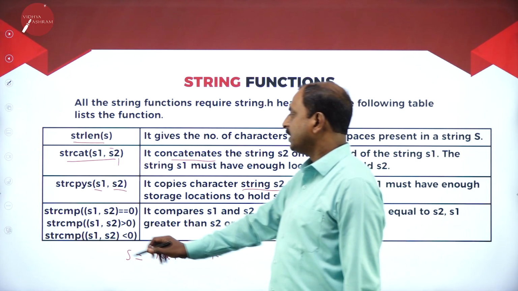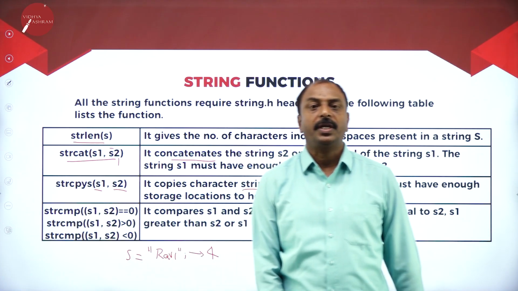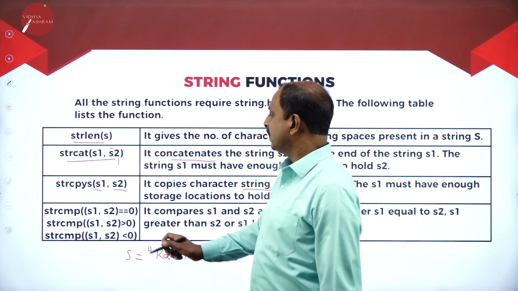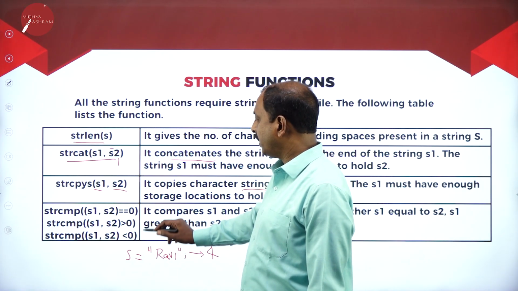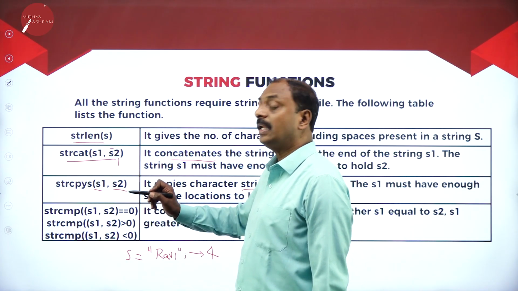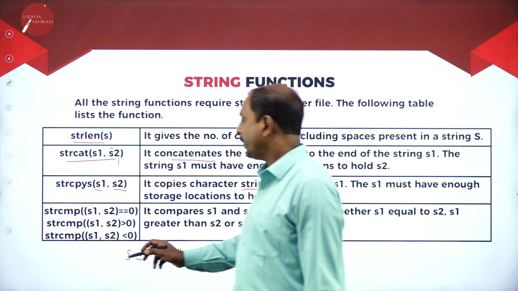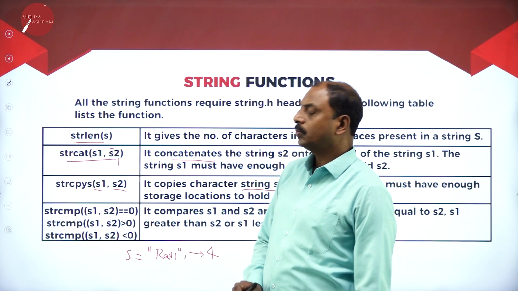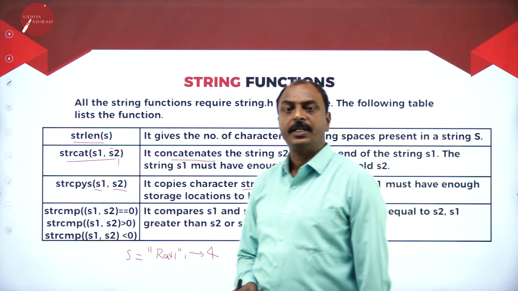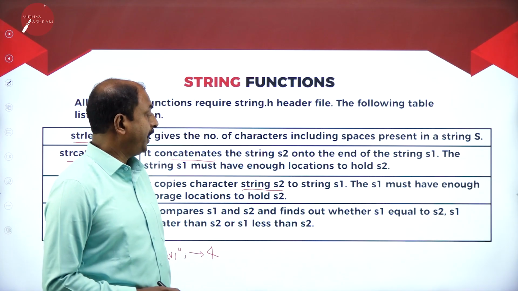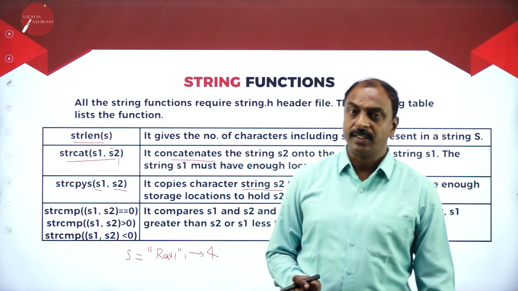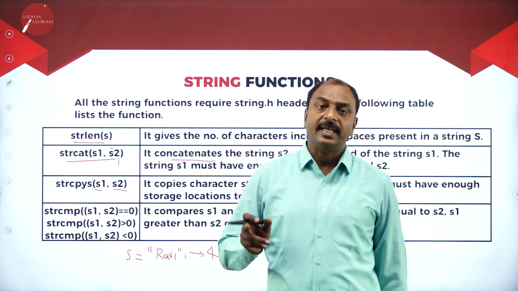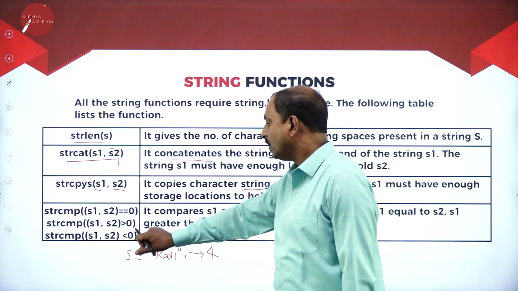And the next one is strcmp, where cmp stands for the string comparison function. It is going to compare two strings, and the result is an integer value, either 0, greater than 0, or less than 0. In this example, it compares string S1 and string S2. If the two strings are equal, it results in 0. If string 1 is greater than string 2, it returns a value greater than 0, and if string 1 is less than string S2, it returns a value less than 0.